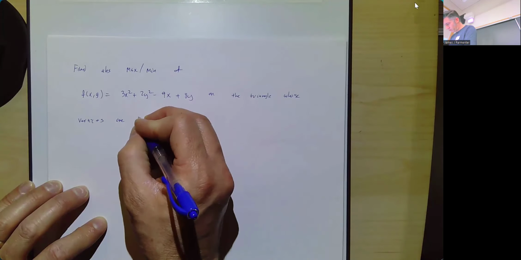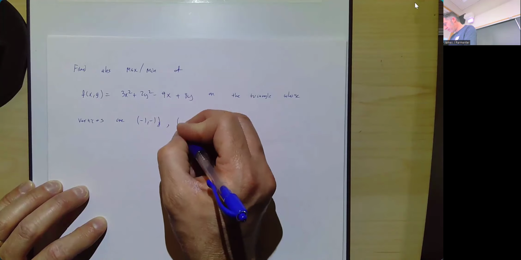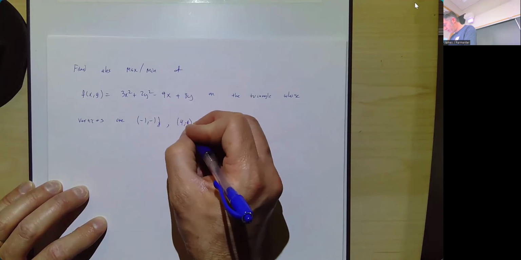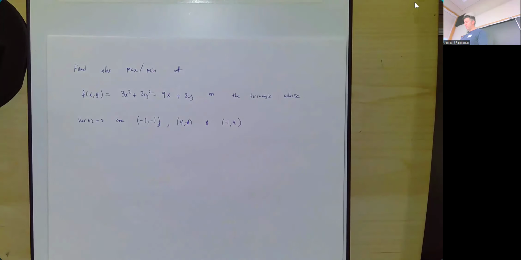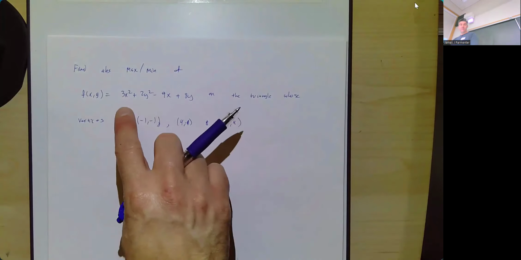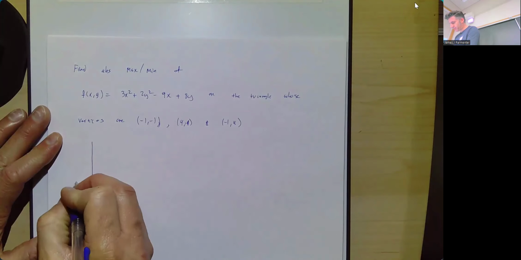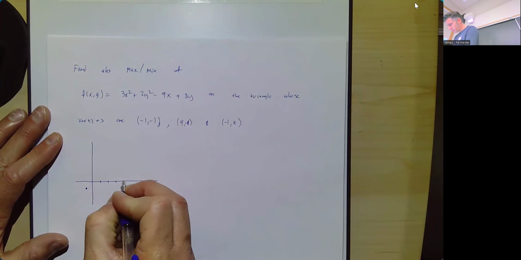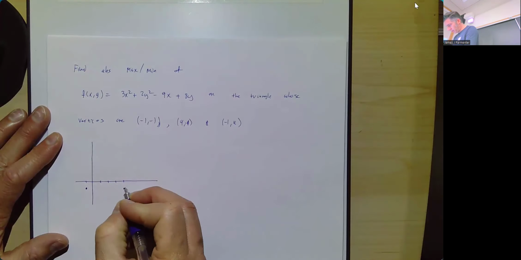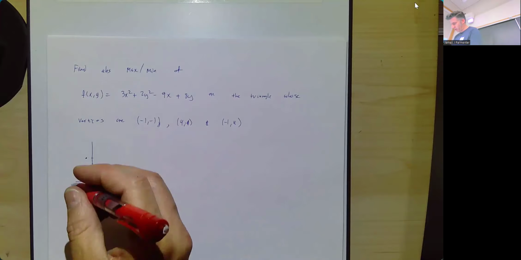The vertices are (-1, -1), and then we have (4, 0), (4, -1), and (-1, 4). So we want to find the absolute maximum and minimum of this function on the triangle I've just described, which we should draw. So here's the triangle I'm talking about. I've got the point (-1, -1), and then (4, -1), and then (-1, 4). And not surprisingly, it's a right triangle.